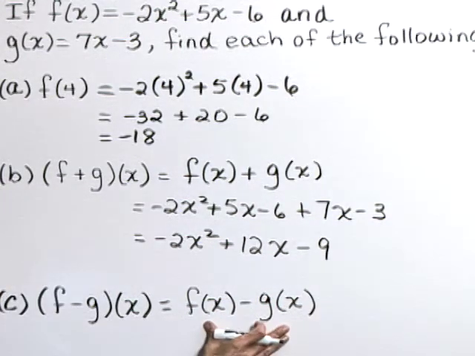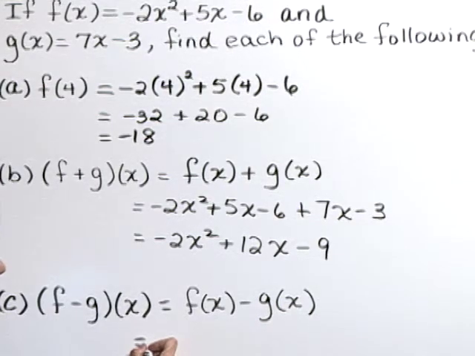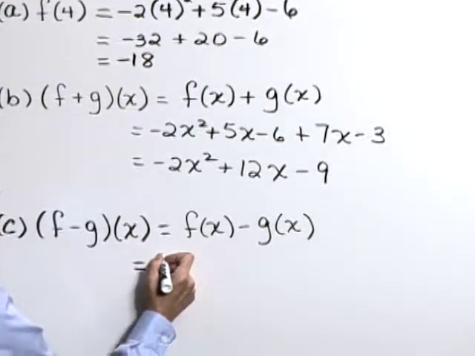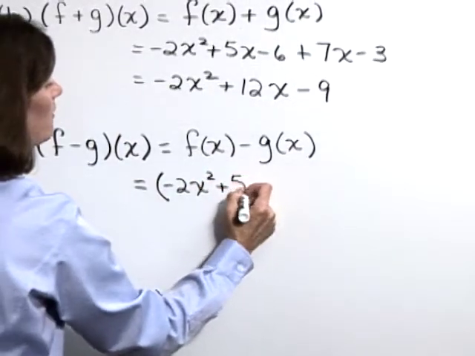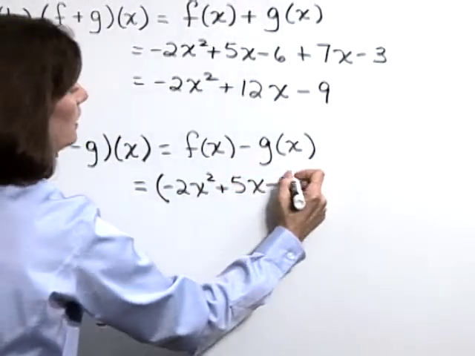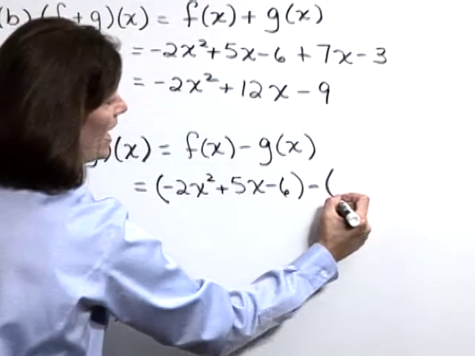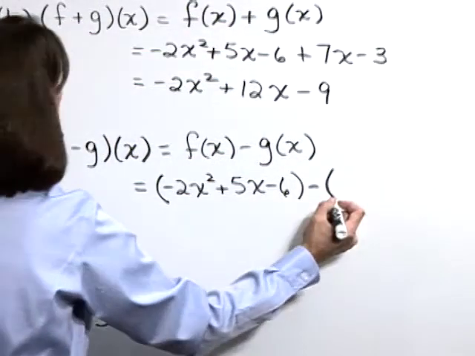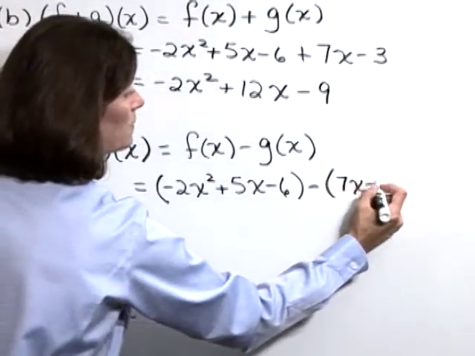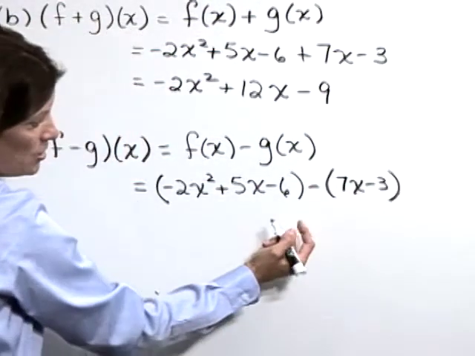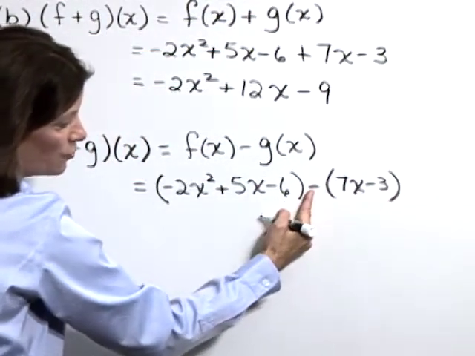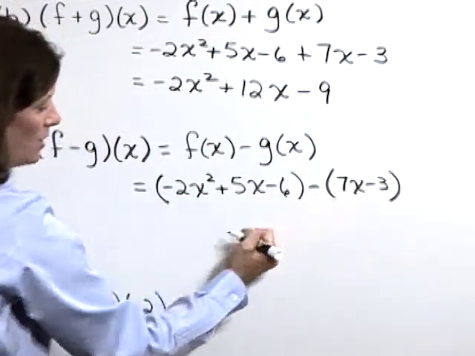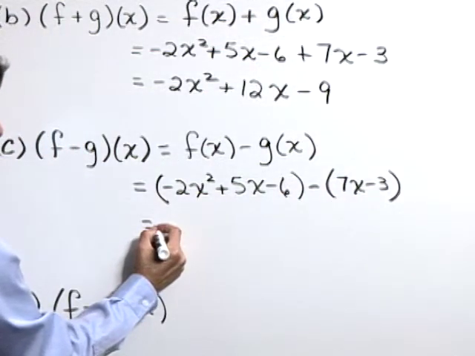Now let's substitute in our function values. f of x is negative 2x squared plus 5x minus 6. From that we'll subtract g of x, which is 7x minus 3. Be sure to open a set of parentheses here and remember to distribute that minus sign now to each term. Let's go ahead and do that.